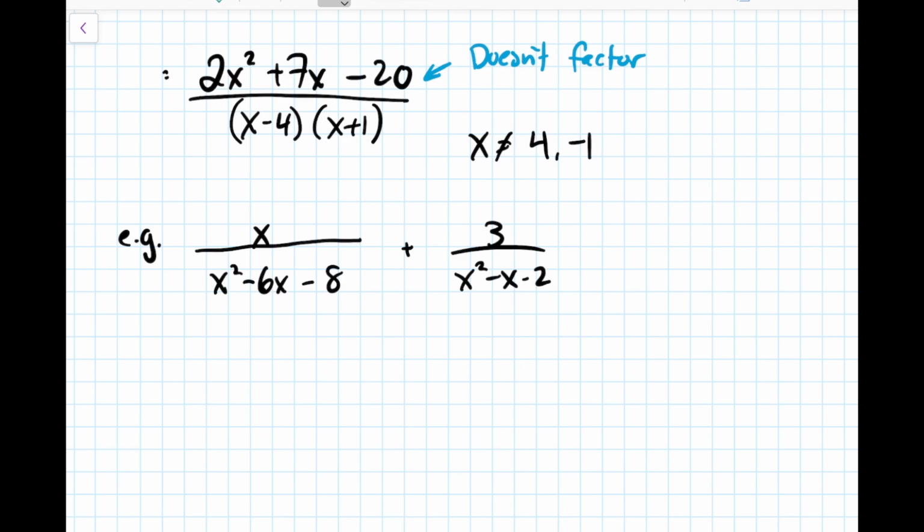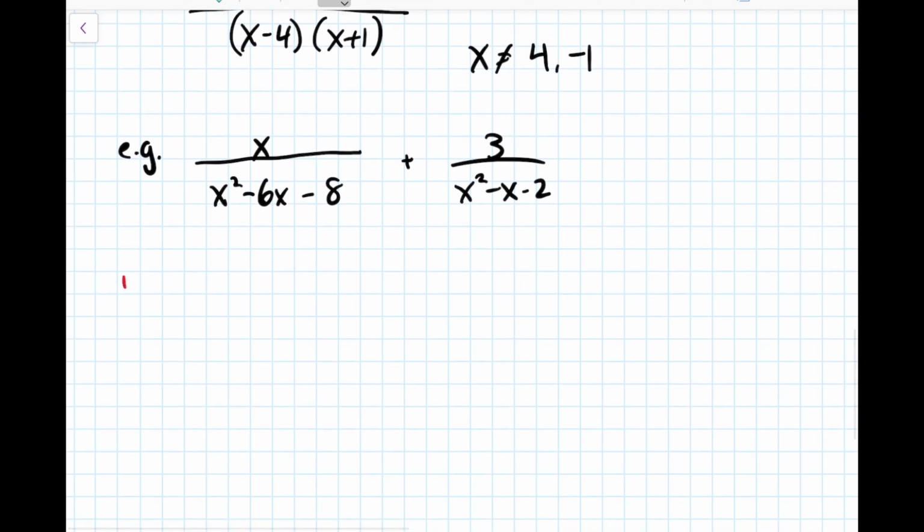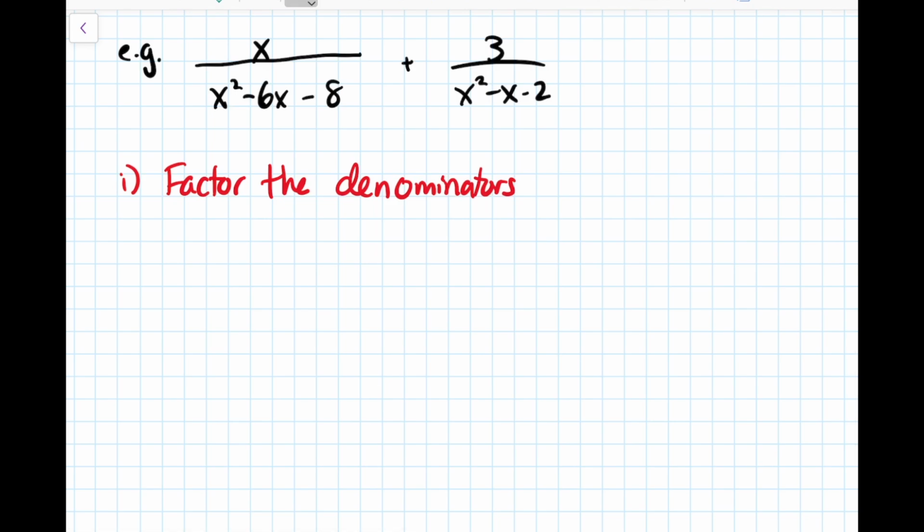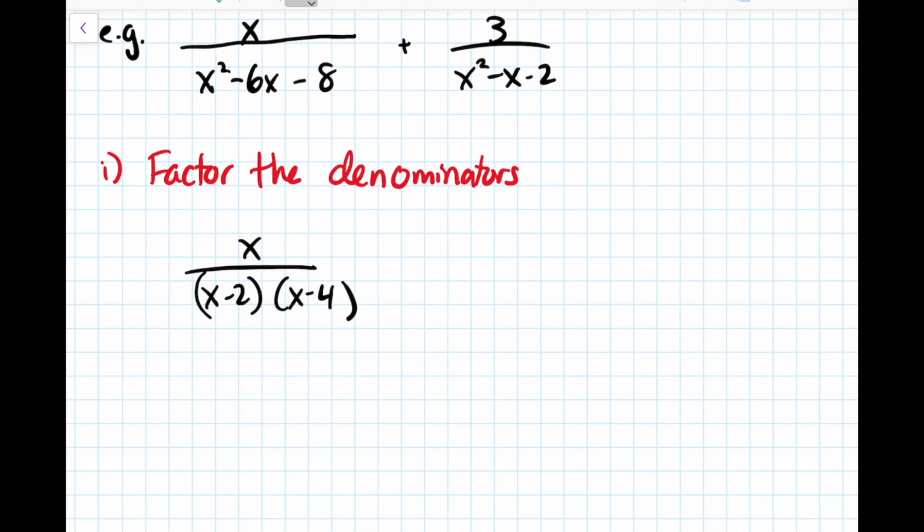So, general rule of thumb for pretty much any of these questions. Step 1. First thing we need to do is factor our denominators, because we need to know what's in those denominators so that we can make them common. So our first denominator is going to factor to x minus 2 times x minus 4. Our second denominator is going to factor to x minus 2 times x plus 1.